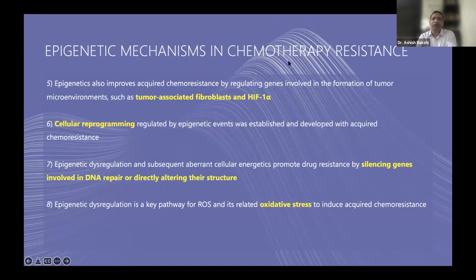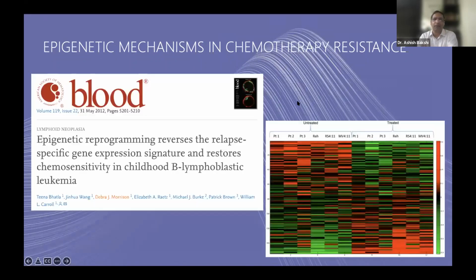So what scientists are trying to do now is that they are trying to use a drug targeting the epigenetic machinery in order to sensitize the cells to the chemotherapy. So one example of this is this study published by Tina Bhatla. This was way back in 2012, where they have shown that epigenetic reprogramming reverses the relapse-specific gene expression signature and restores chemosensitivity in ALL. So as you can see here, in untreated cells, a lot of genes are activated here and a lot of genes are repressed here. And in the group of patients that were treated with vorinostat, there is a change in the alterations of the genes. So this has shown that actually epigenetic machinery can be targeted in order to increase the sensitivity of the chemotherapy.